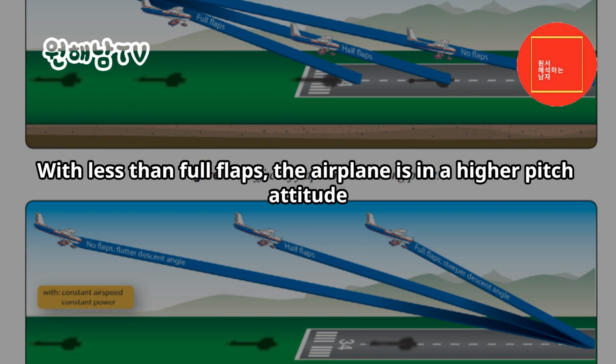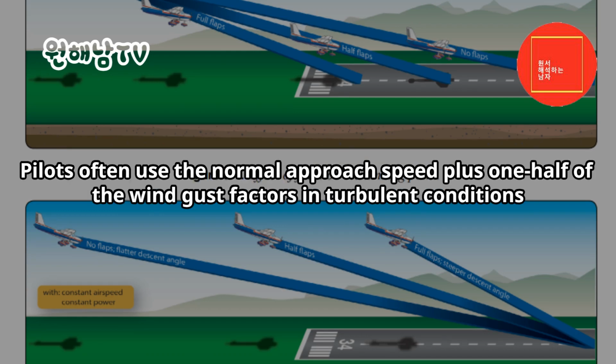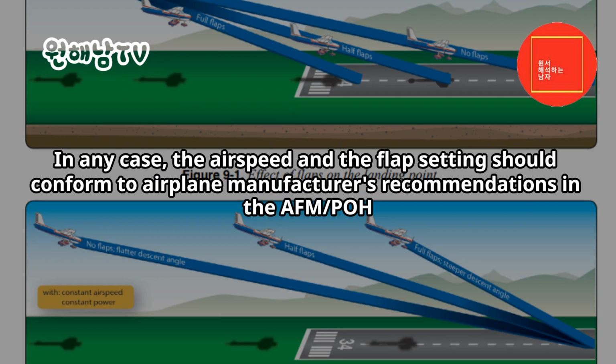With less than full flaps, the airplane is in a higher pitch attitude. Thus, it requires less of a pitch change to establish the landing attitude and touchdown at a higher airspeed to ensure more positive control. Pilots often use the normal approach speed plus 1/2 of the wind gust factors in turbulent conditions. If the normal speed is 70 knots, and the wind gusts are 15 knots, an increase of airspeed to 77 knots is appropriate. In any case, the airspeed and the flap setting should conform to airplane manufacturers' recommendations in the AFM/POH.